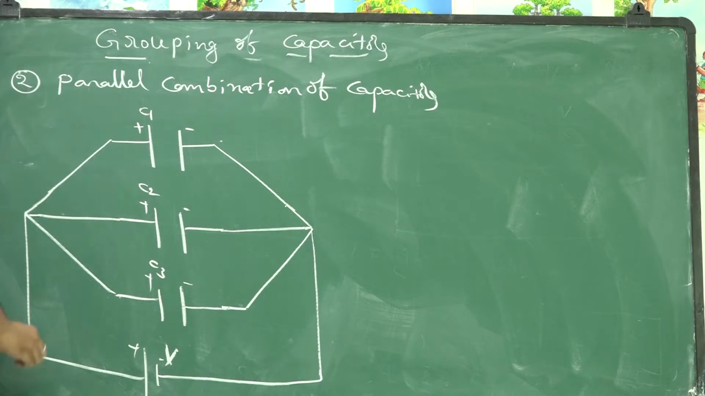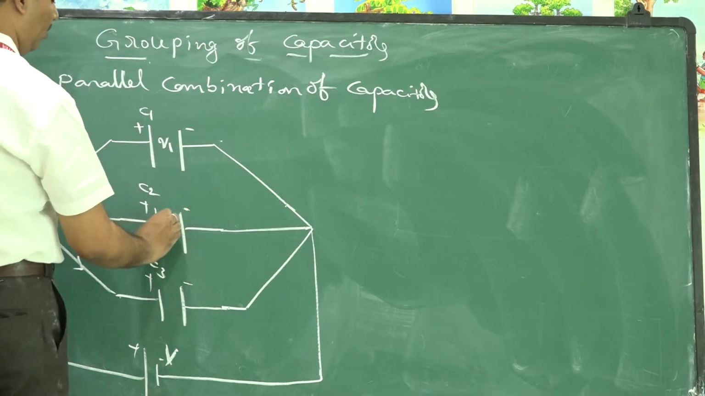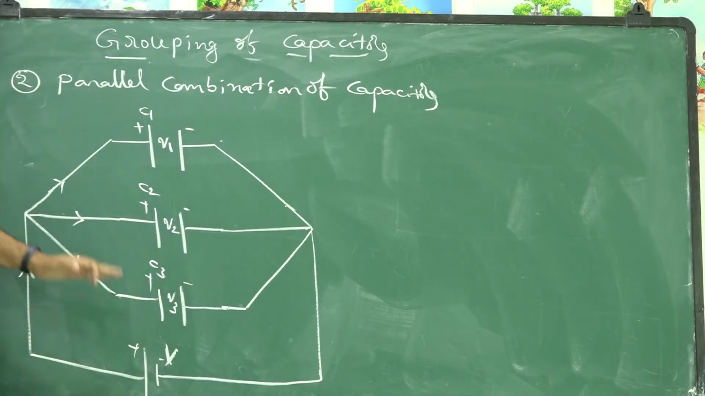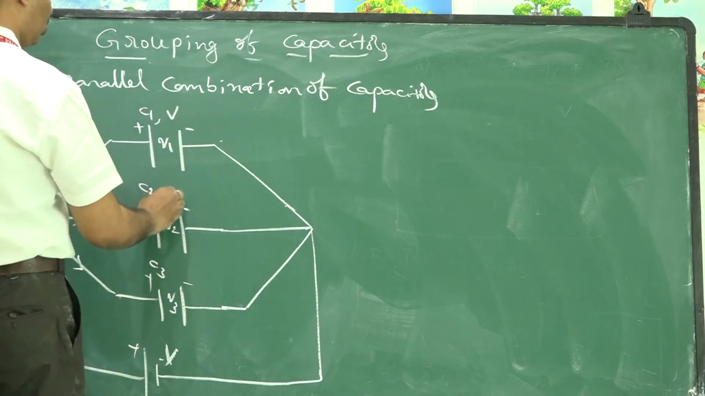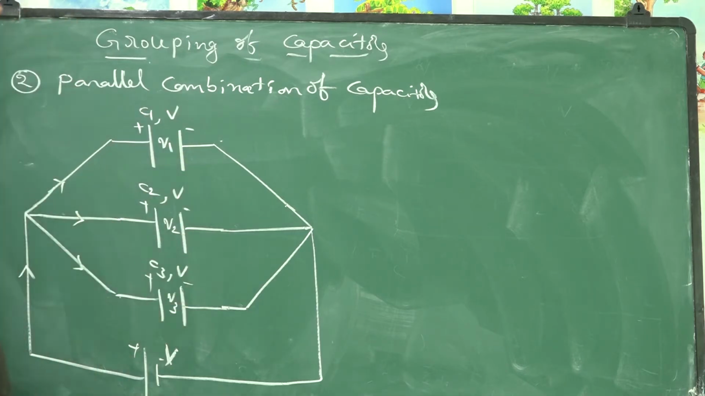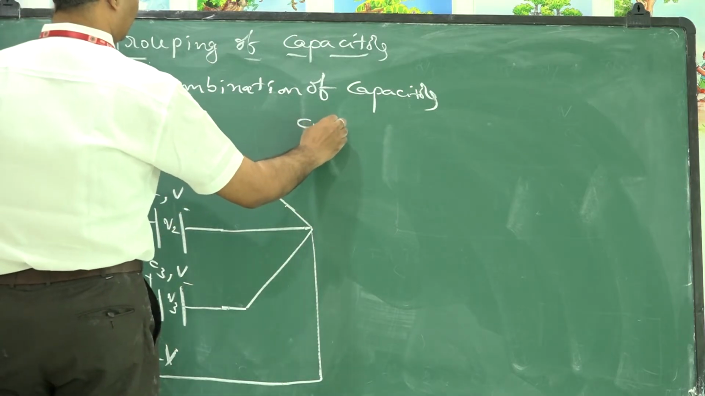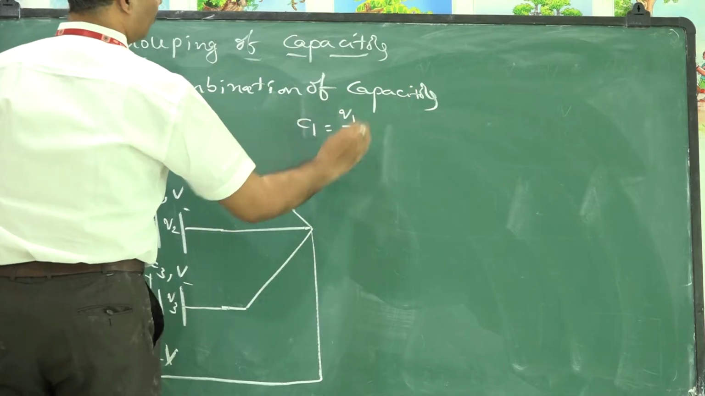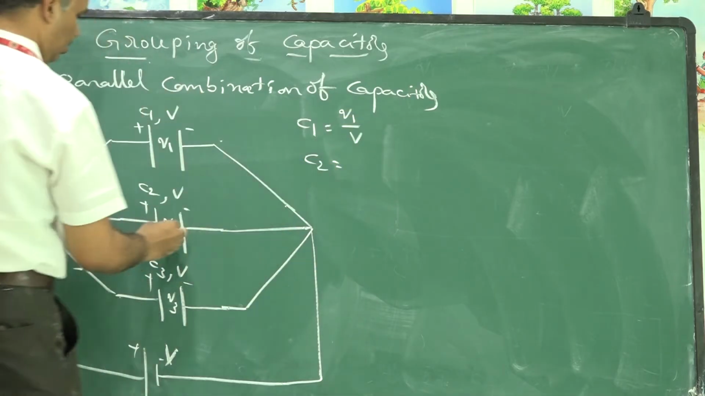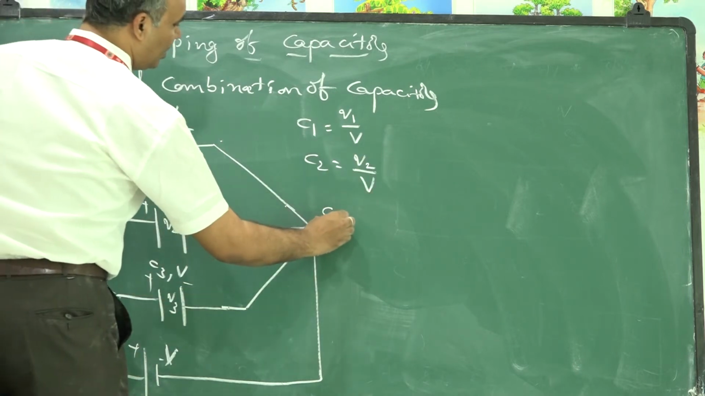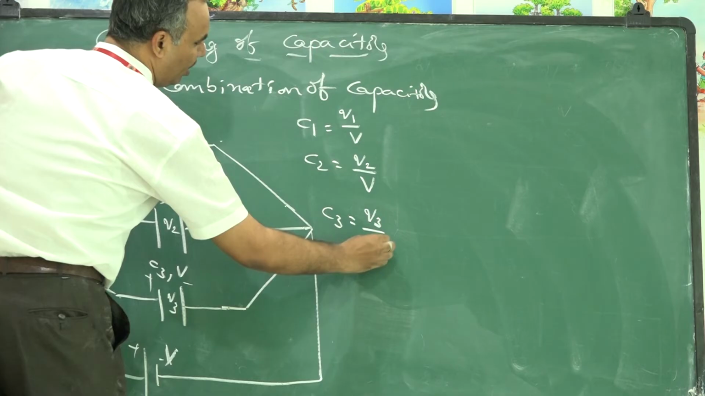In parallel combination, whatever current is coming, it is divided into three branches. So you will find different charges Q1, Q2, Q3 here. But as they are connected parallel to the battery, everywhere you will find the same potential. As we know, C1 can be written as Q1 by V. C2 can be written as Q2, the charge stored, by V, the potential difference. C3 can be written as Q3 by V.